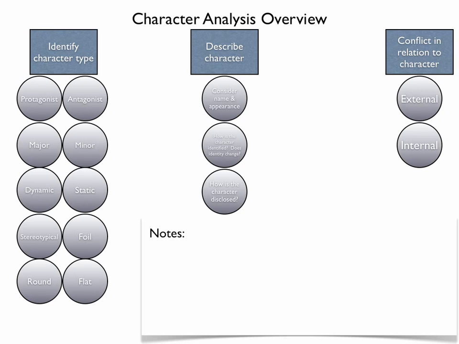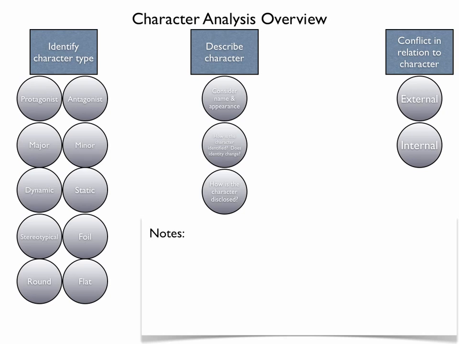Let's begin by taking a look at identifying the character type. There are 10 ways to do so. Your chosen character could be a protagonist, antagonist, major, minor, dynamic, static, stereotypical, foil, round, or flat. Sometimes it is possible for your character to represent more than one identity. This will become more clear as I discuss each identity with a little more depth.